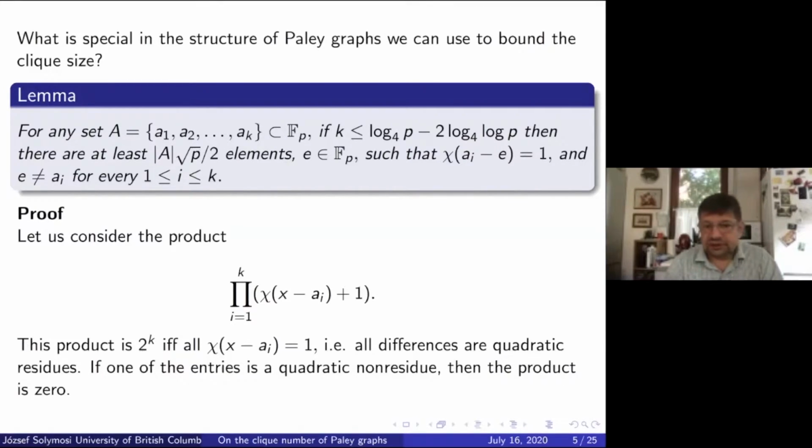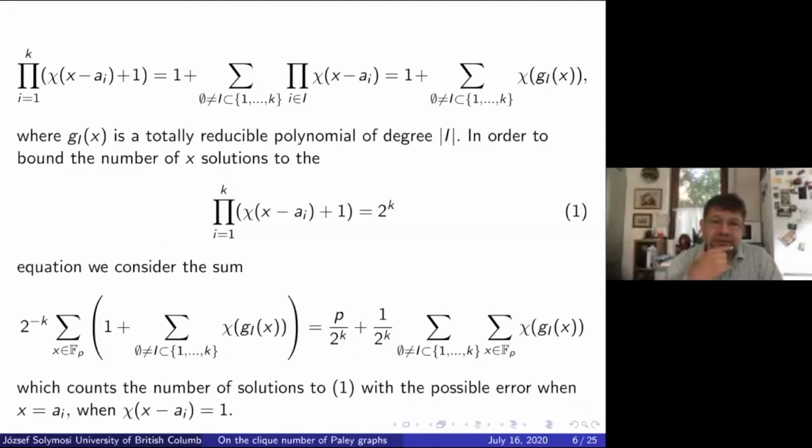So this is the strategy now to prove the lemma. We will check how many such elements are there. For every such E, this product will be 2 to the k. Okay. So in order to deal with such a product, you have to break it into parts, and that's what we do here. So we write it as, well, you break the big product and you have the terms here. There is one which is 1, and the others are various products.